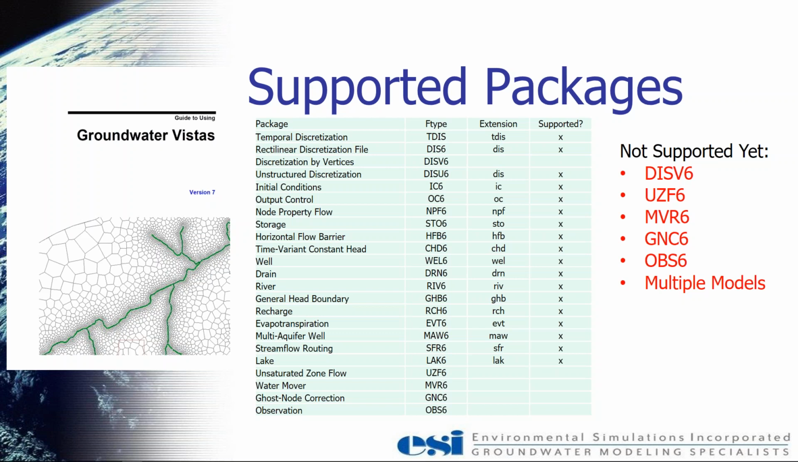There's the nodal property flow, NPF, which I mentioned earlier, takes the place of BCF and LPF. Notice that storage has its own file. There's a storage file. And basically, if storage is provided to the model, then it looks for whether a stress period is steady state or transient. If there's no storage file, it assumes every stress period is steady state.